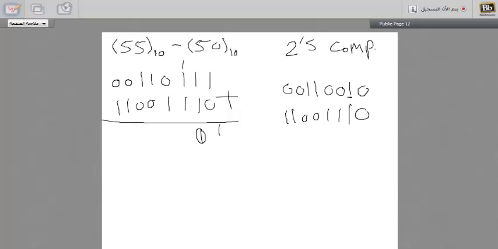1 plus 1 is 0, and the carry 1. 1 plus 1 is 1, and the carry is 1. 1 plus 1 is 1, and the carry 1. Oh, what am I doing? Sorry, I do apologize. This is 0.